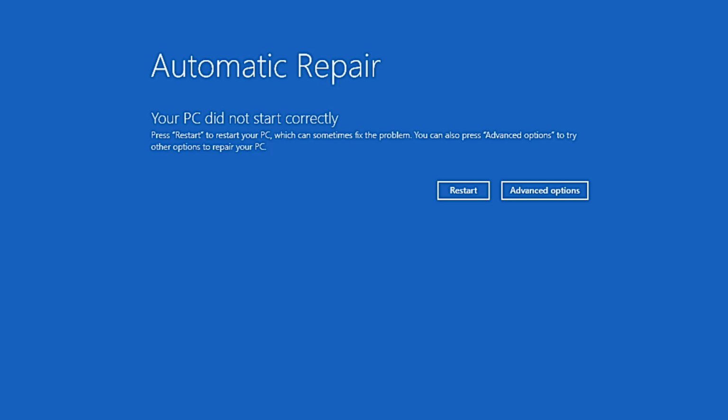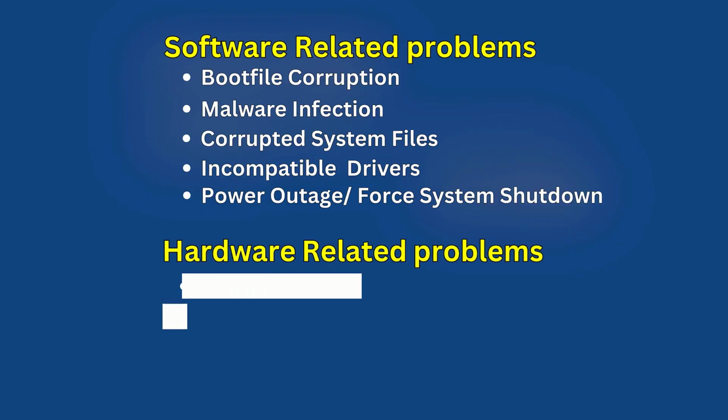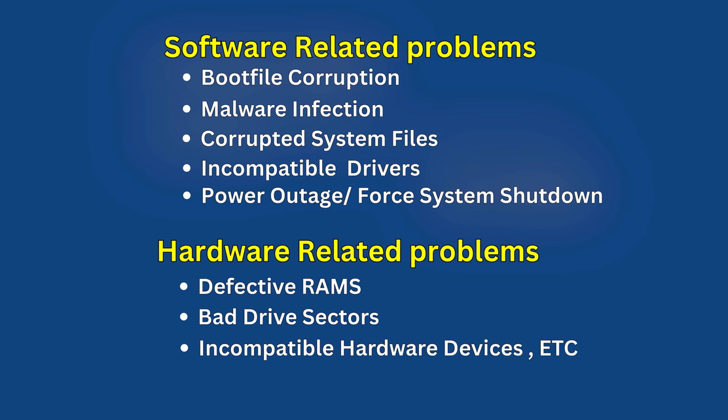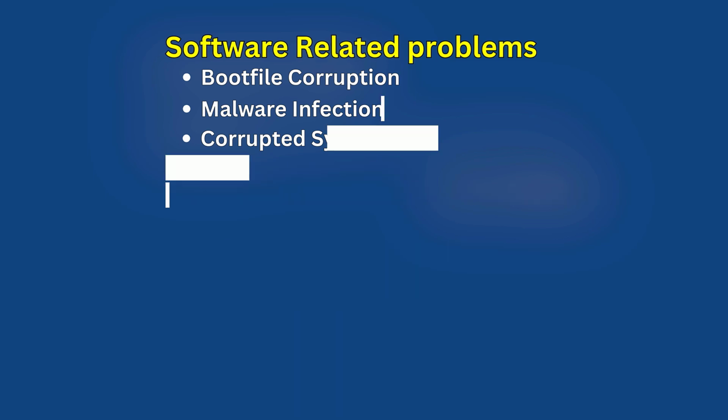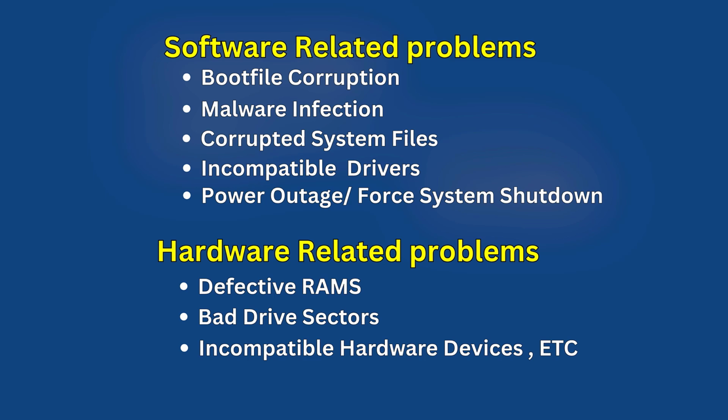These problems can occur for various reasons, including software and hardware related issues such as boot file corruption, malware infection, corrupted system files, incompatible system drivers, power outages, or forced system shutdowns. You might also face defective RAMs, bad disk sectors, incompatible hardware devices, and many others. I'm going to guide you through all the proven steps that can help you resolve this problem and get your computer running back to normal.